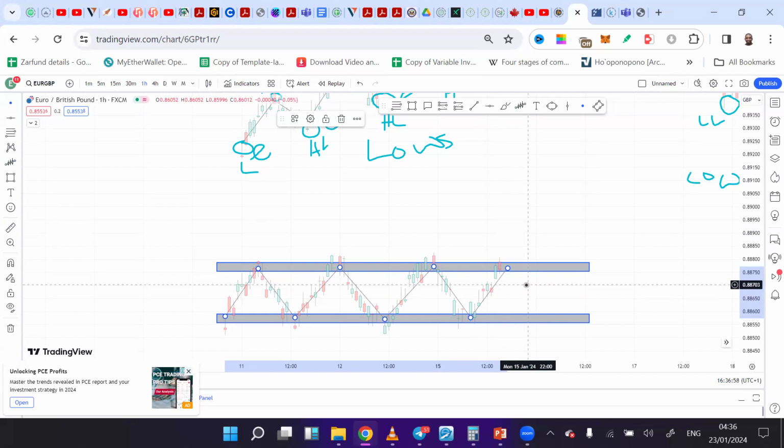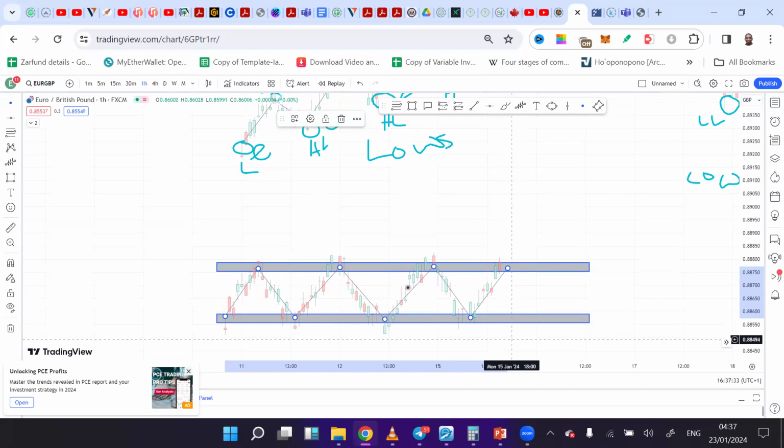In this case, this is the reason why we advise that you are patient, because you want to make sure that you wait for price to break out. When price breaks out, that's when your trade opportunity is going to be. If price breaks out to the upside, buy opportunity activated. If price breaks out to the downside, sell opportunity activated.